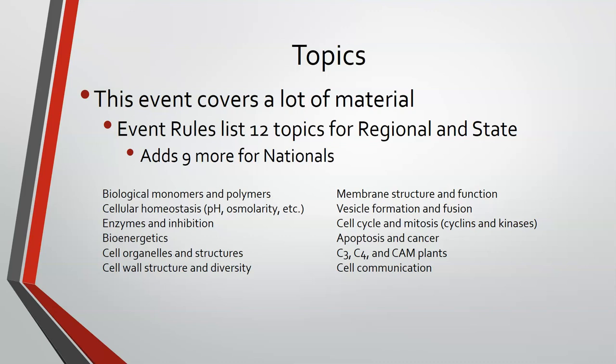This event covers a lot of material. On the event rules, it lists 12 topics just for regional and state. There are more for nationals. Listed on this page are the 12 for regional and state competitions. You can see this is a lot of information, and it's not all here. There are some more details, like with membrane structure and function, about lipid rafts, which is a little bit more of a 300, 400 college level course, but that's what's on the list.